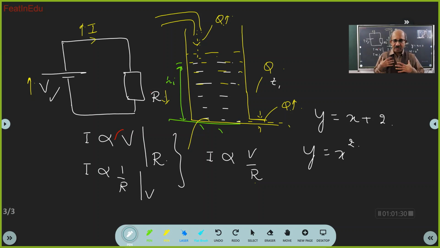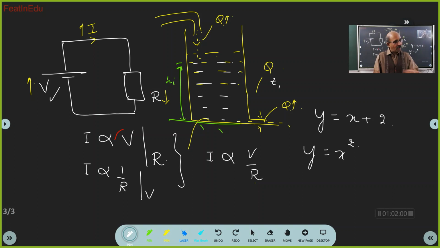Qualitative. So what did I do here now? I did some empirical observations. What are these empirical observations? As V increases for a constant resistance, the current will increase. So from this experiment, my conclusion is current depends upon voltage for a fixed resistance. Next set of experiments: current depends upon resistance for a fixed voltage.